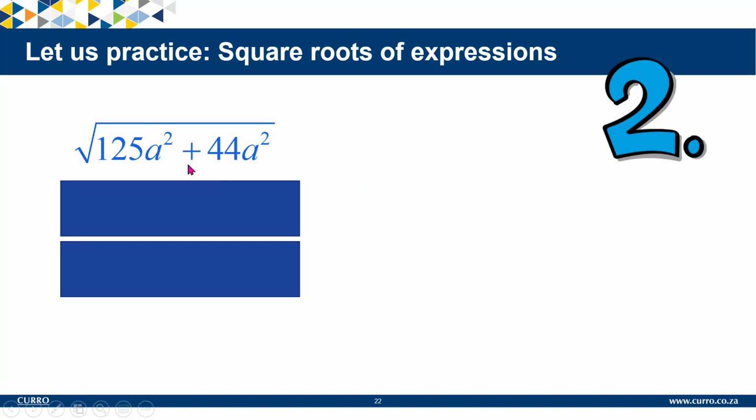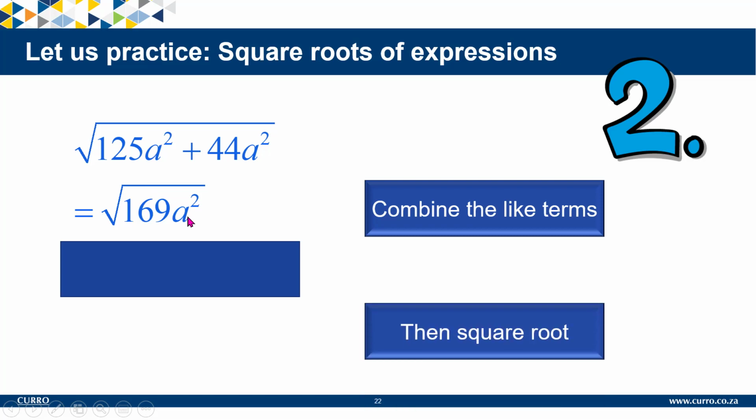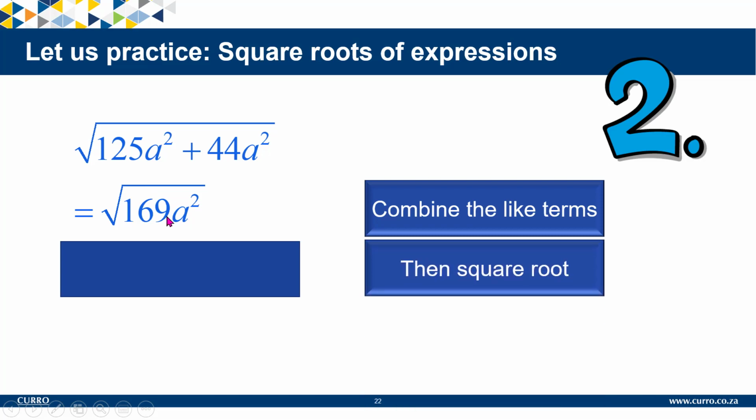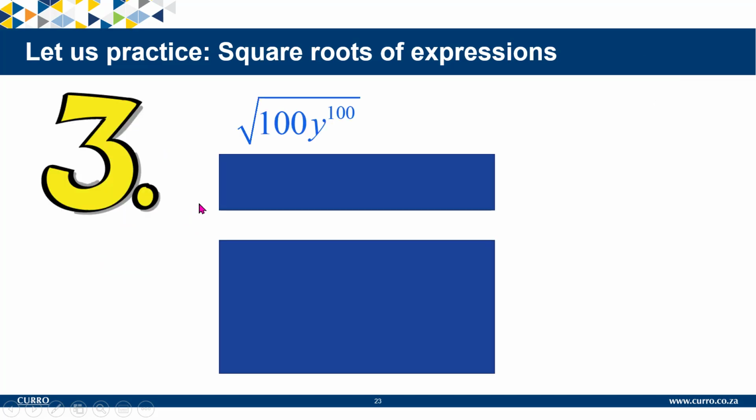What can we do here? There are 2 terms. We cannot root them separately. But the 2 terms are alike. So we should combine them. And that is 169a squared. So now if we square root this, it's 1 term. We can square root the number and the variable. So what is the square root of 169? 13. And what is the square root of a squared? A, because a times a is a squared.